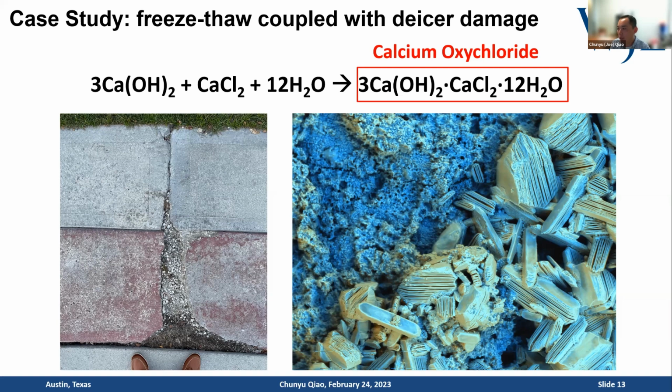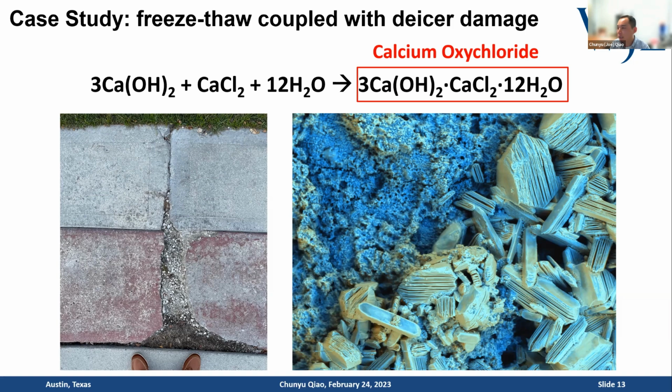So the edges are crumbled and a lot of deterioration occurred. That's a very typical form in the field for freeze-thaw damage and premature damage due to de-icers. So what exactly is this de-icer damage? What kind of chemical reaction does it involve?